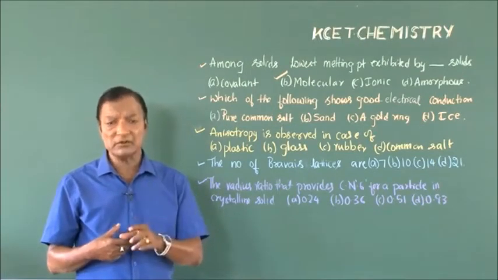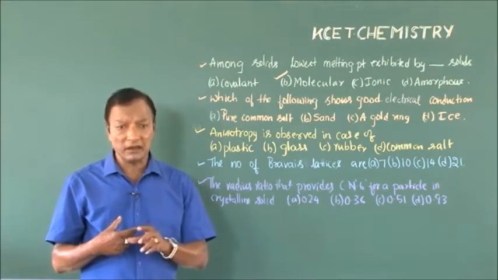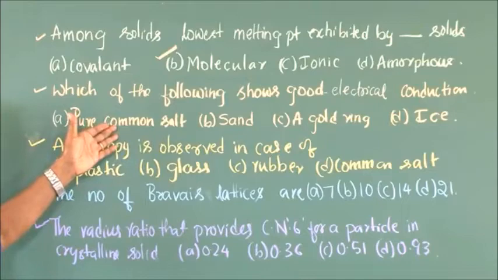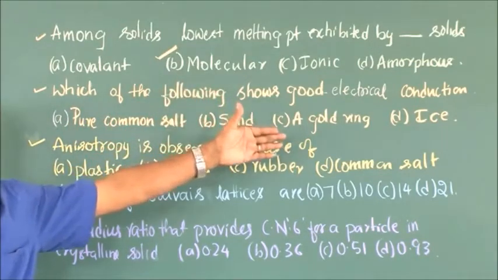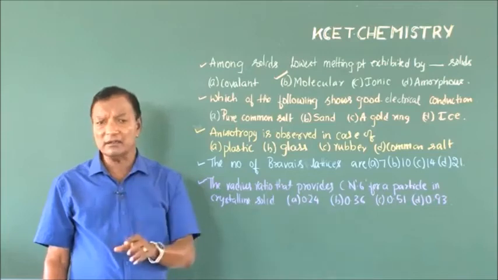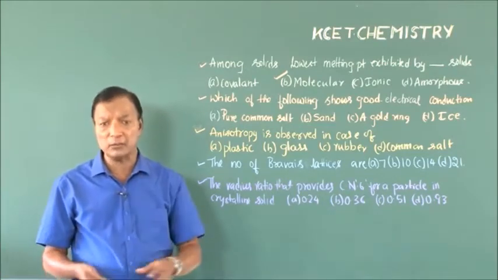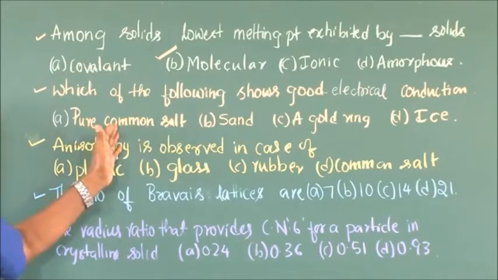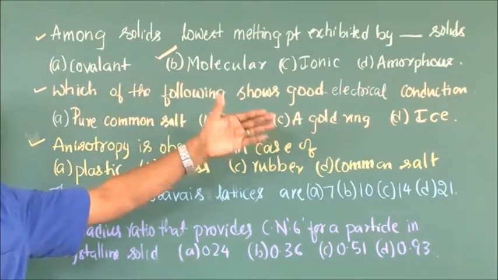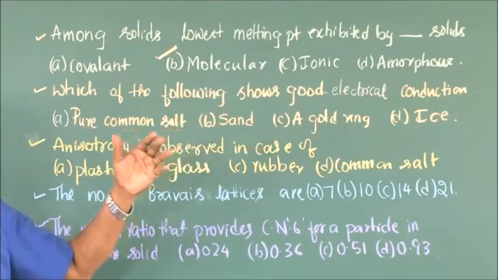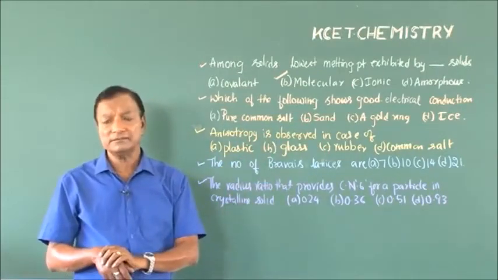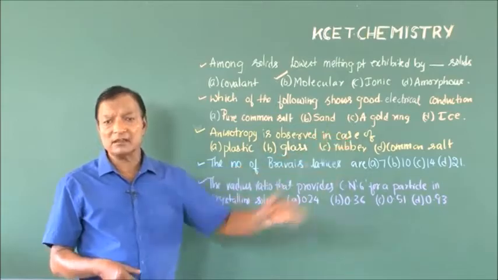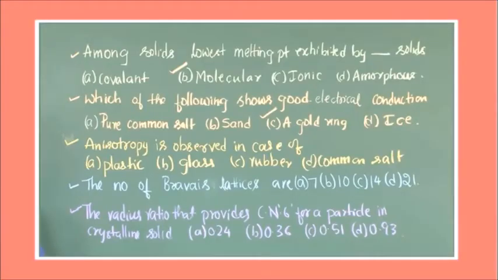Therefore, sometimes we may find a little confusion, as to pick up the pure common salt or a gold ring. Pure common salt is a solid. The particles are held in fixed positions and the ions are unable to move, and electrical conduction cannot be observed. While in the gold ring, the metallic solid, electrical conduction is observed. Then sand and ice are the covalent and the molecular crystalline solids, and they also don't possess it. Thereby, our option is the gold ring, that is C.